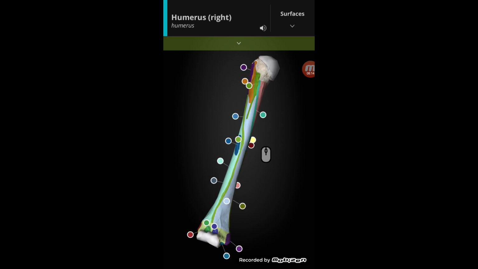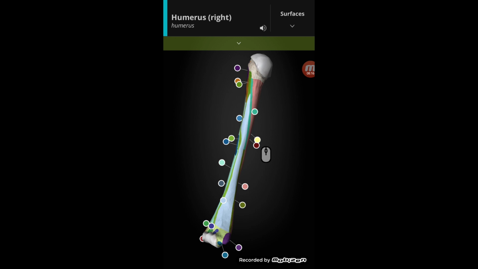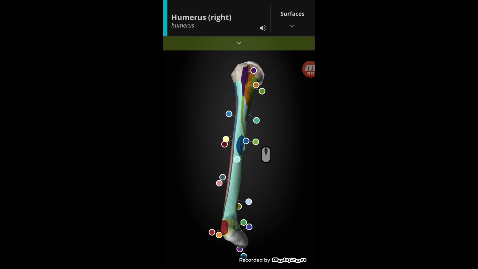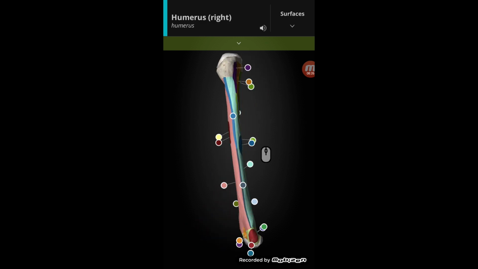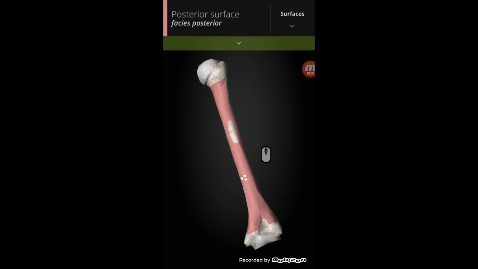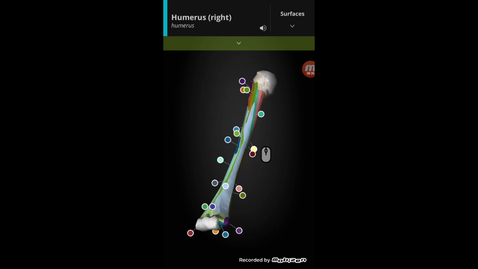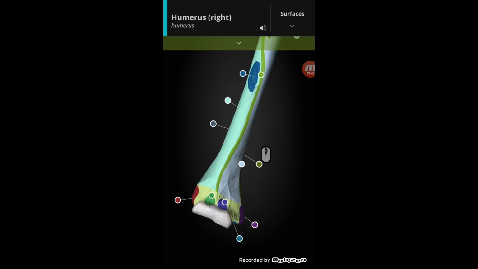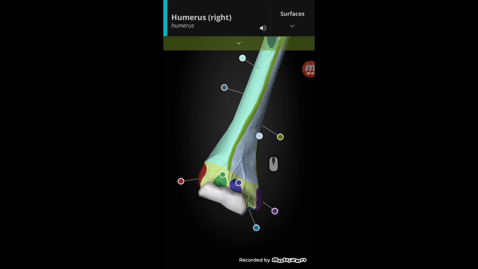Now we will move towards the medial border. This is the medial border of the humerus, and this is the lateral border of the humerus. This is the posterior surface, and the anterior one I have shown. Now let's move towards the lower part of the humerus, which gives attachment to the ulna and the radius.